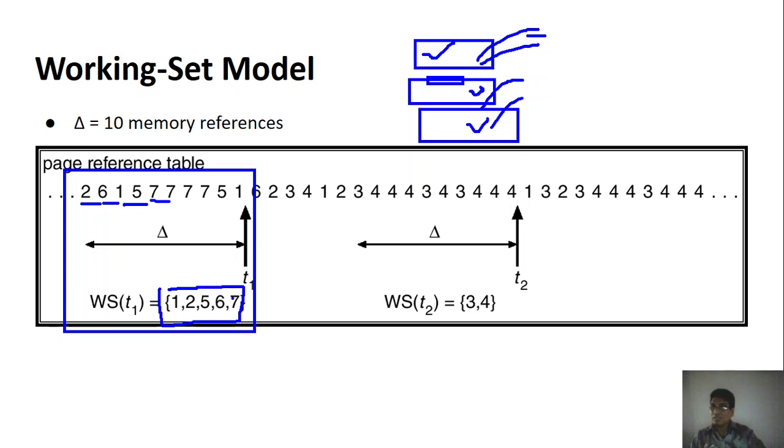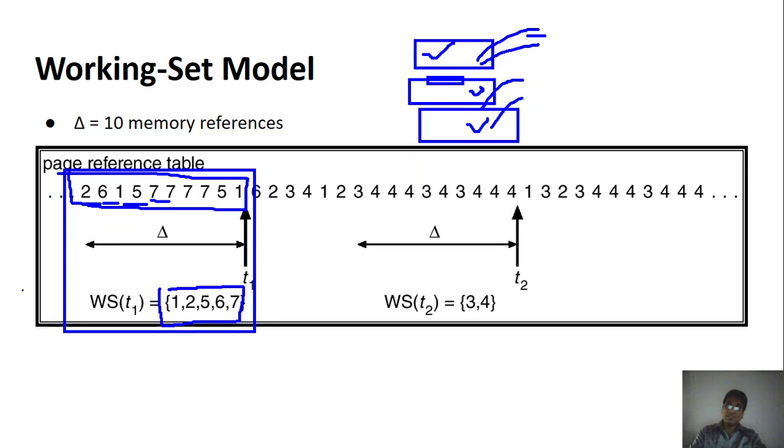If they are not there, then for the last 10 references, one of them is not there. If one among them is not there, then this is going to generate a page fault. So when the program is in this locality, see to it that the working set contains these many pages.